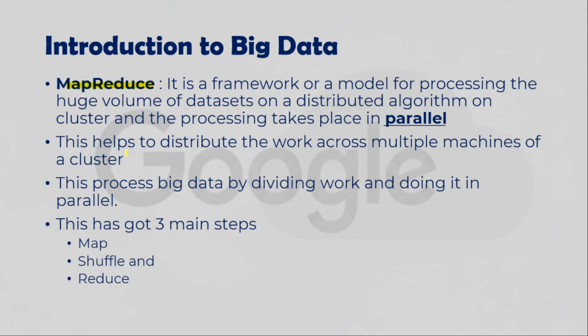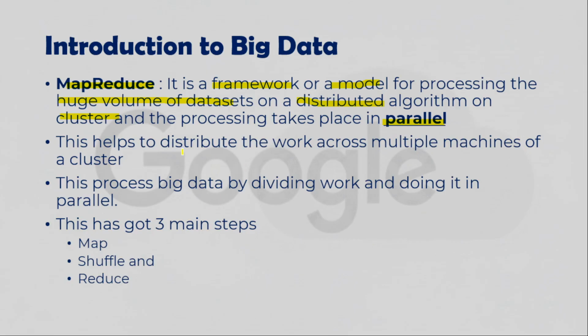So let's start with understanding what MapReduce is. Basically, MapReduce is a framework or a model. Point number one, used for processing huge volumes of data sets. Point number two, this processing happens on a distributed cluster. Point number three, the processing takes place in parallel. These 4 points you should remember when we are dealing with MapReduce. It's a framework or a model for processing a huge volume of data on a distributed cluster, and the processing takes place in parallel, right?